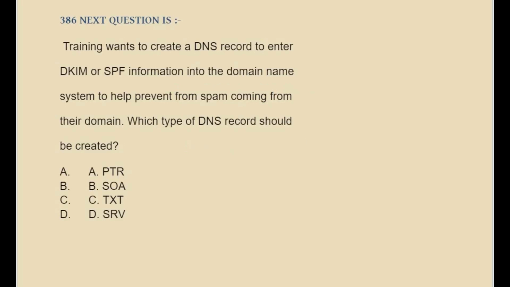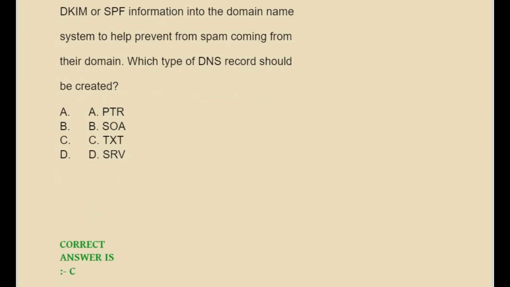Question is, training wants to create a DNS record to enter DKIM or SPF information into the domain name system to help prevent spam coming from their domain. Which type of DNS record should be created? Option A, PTR. Option B, SOA. Option C, TXT. Option D, SRV. Correct answer is option C.